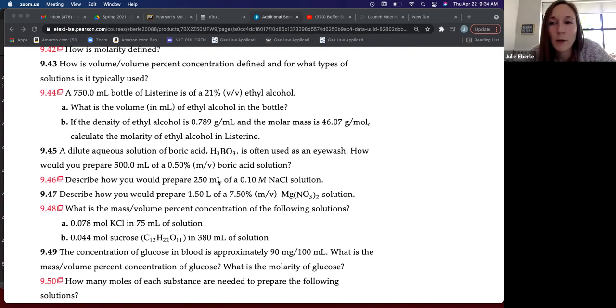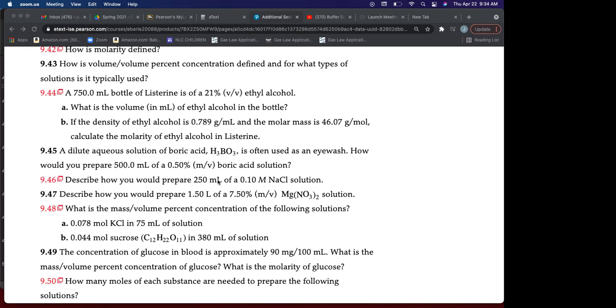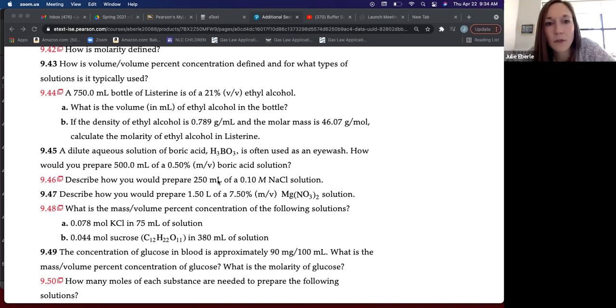All right, well, I'm going to go ahead and work part A really quick for anybody that has not looked at this problem yet. So we have 750 milliliters of Listerine. I'm going to do capital L for Listerine. And the concentration is 21%, and it's volume per volume. So what that indicates is the solute is a liquid and the solution is a liquid. That's all that means. So part A says, what is the volume in milliliters of ethyl alcohol in the bottle?